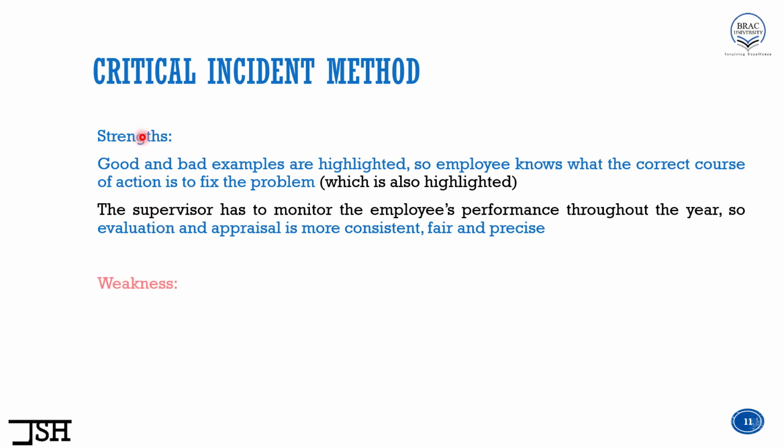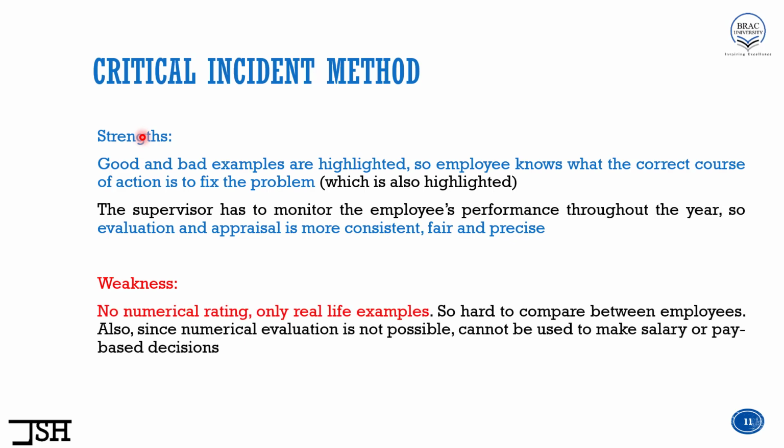Now what are some of the weaknesses of this method? Here it goes. No numerical rating, only real life examples. Now if you remember, in graphic rating scale, we scored an employee's performance on different characteristics from 1 to 5, right? So we gave specific scores to specific people. But in critical incident method, we did not give any score to any characteristic. So that is sometimes a problem. Because when we have specific numbers, it is really easy to compare performances among employees.